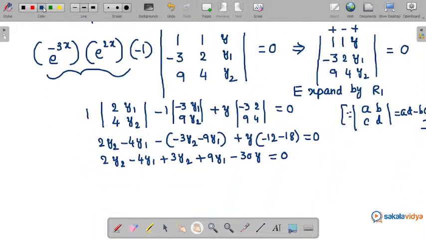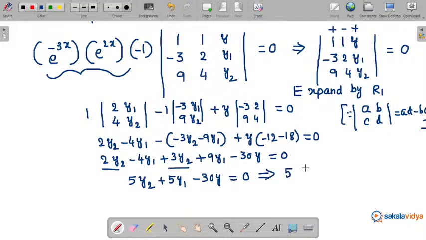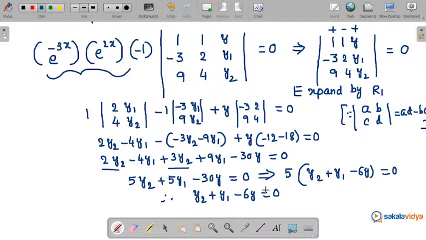See how to simplify here. You remember 2y2 plus 3y2 gives 5y2, 9y1 minus 4y1 is plus 5y1, minus 30y equals 0. Now you can take out 5, which is common to these three terms. Taking 5 common, we have y2 plus y1 minus 6y equals 0. So this is the required differential equation.